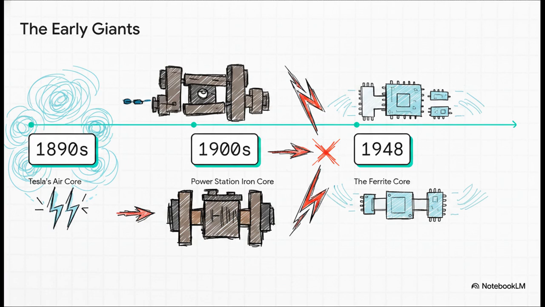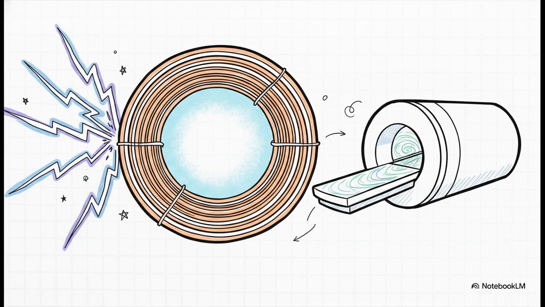Our chronological timeline here really grounds us in this massive leap. We go from relying on literal empty space in the 1890s to heavy iron in the 1900s, and finally, the jump to modern ceramics around 1948. And each of these leaps was forced by a completely invisible enemy. Whether that was the demand for way more power, the desperate push for smaller sizes, or the jump to higher and higher frequencies.